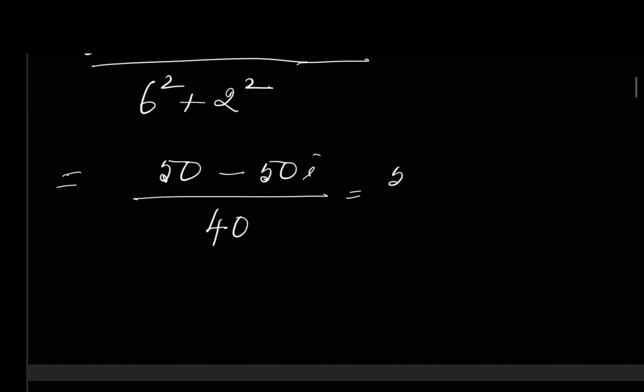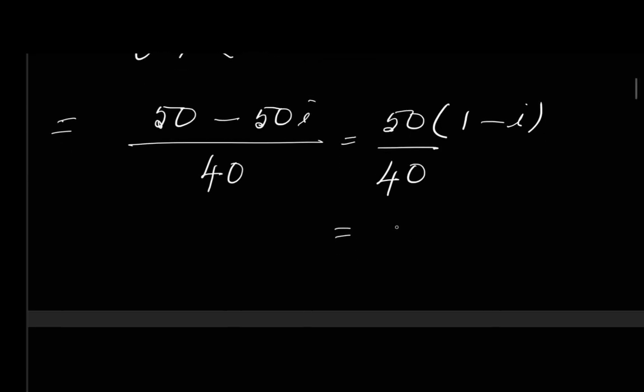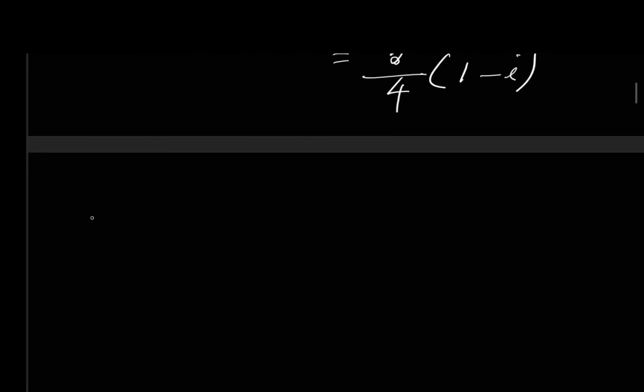So take 50 common outside, so you will get 1 minus i. Denominator here 40, so 10 goes here 5 times. 5 by 4 into (1 minus i). This is the rectangular form.